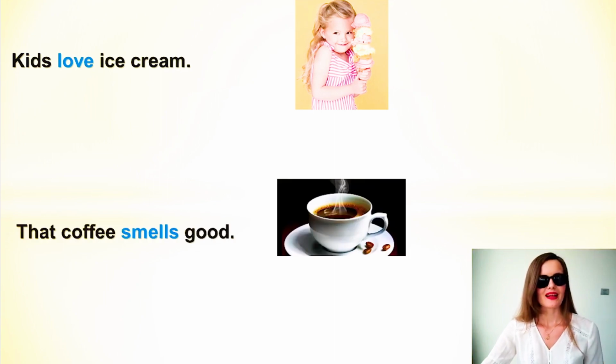Kids love ice cream. What verb did we use here? Love. Yes, of course, it's a stative verb. Which tense did we use here? You're right, it's present simple. So kids love ice cream. We use the stative verb in present simple. How about this example? That coffee smells good. What is the stative verb in this sentence? Yes, you're right. This verb is to smell. That coffee smells good.